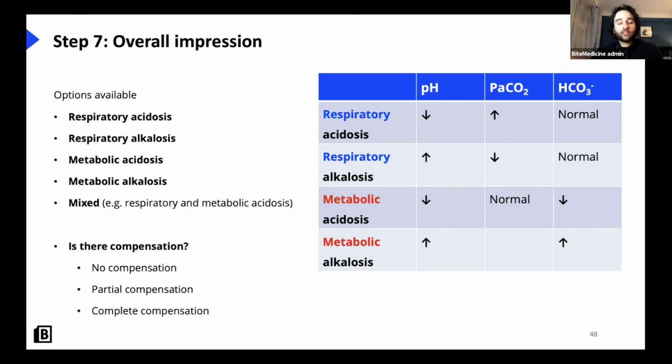It's all about making sure you follow those steps, and you'll figure it out the more you practice questions. And then also we need to think about compensation, but really this table helps to get these ideas sorted in your head. But really it's just about having an understanding of the values and practicing with some arterial blood gases, and that's what we're going to be doing next.